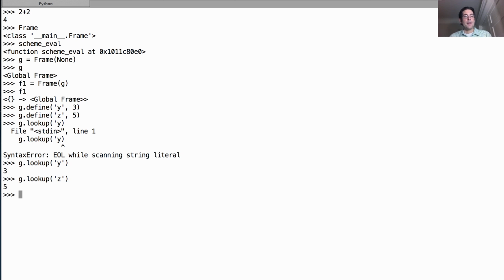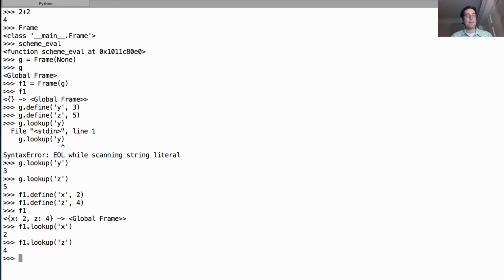Okay, so now we're going to actually define x to be 2 in the F1 frame, and define z to be 4 in the F1 frame. So what does F1 look like now? Well, it has x bound to 2, z bound to 4, and it's followed by the global frame. So if I look up x, I'll get 2. If I look up z, I'll get 4, which is interesting because z is also defined to be 5 in the global frame. But remember, we look in the local frame before we look in the global frame, just like in Python.